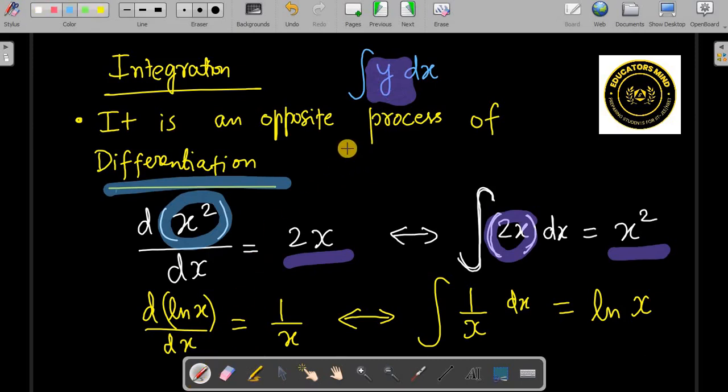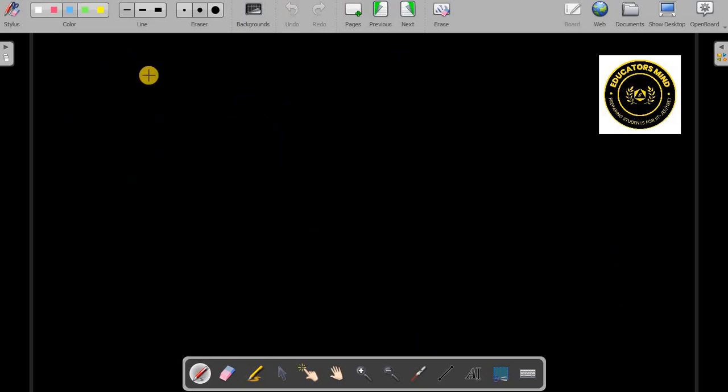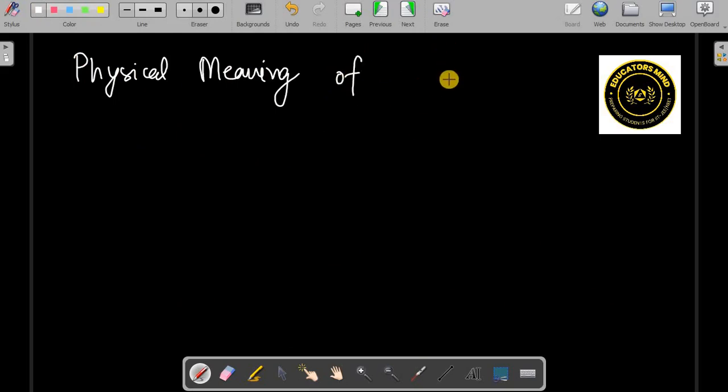Now let us understand the physical meaning of integration. Physical meaning of integration of y with respect to x. What does that mean? Again, as I told, we have to understand from graphs. So let's draw the graph.